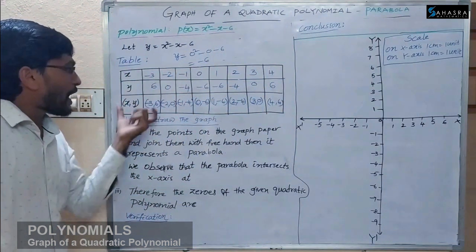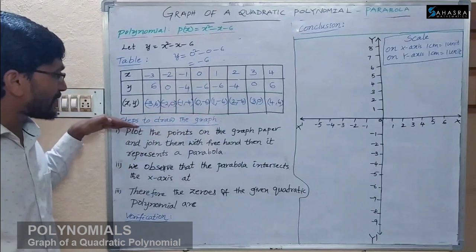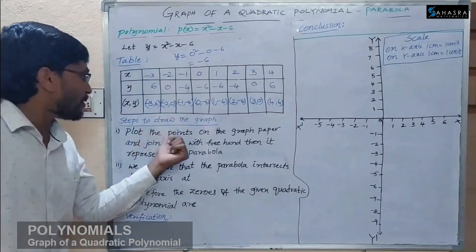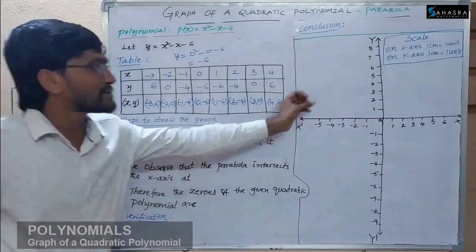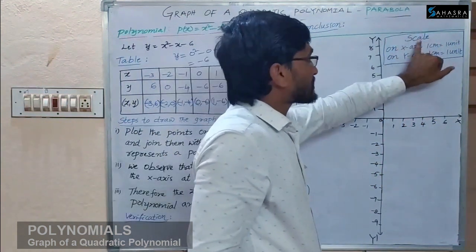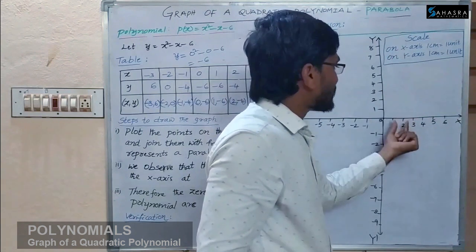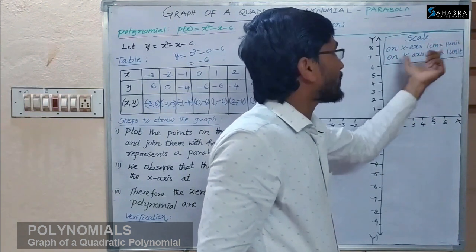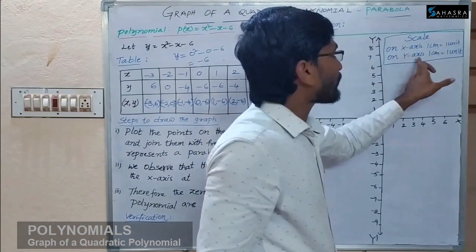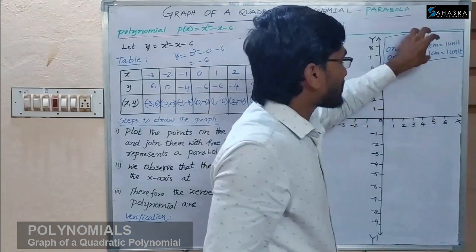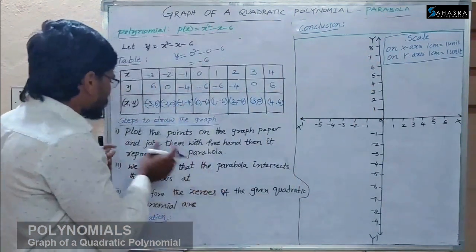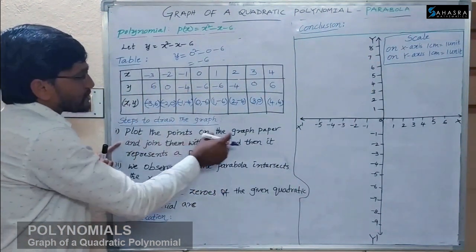So next, how to draw the graph? For drawing, we need some steps. First, plot the points on the graph paper. This is the graph paper. Before plotting the points, the scale is very important. On the x-axis I have taken 1 cm equal to 1, and on the y-axis 1 cm equal to 1. So compulsorily we have to write the scale on the graph paper with pencil.